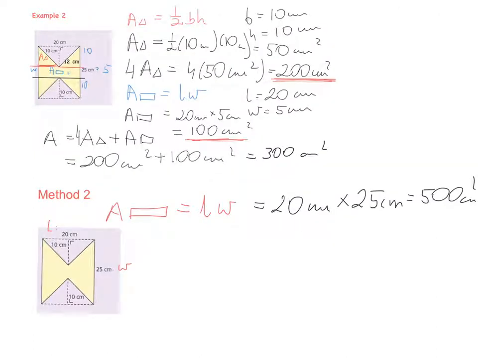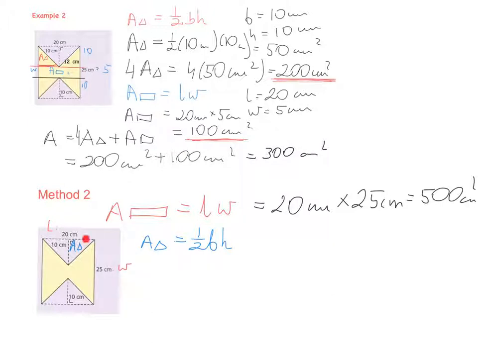Okay, so here we have the second method. So first of all, we need to find the area of the rectangle, and we have length by width, okay? Then we need to find the area of a triangle here, multiply it by 2, and take it away from the huge rectangle, and then we'll get this shape, okay? So let's do it now.